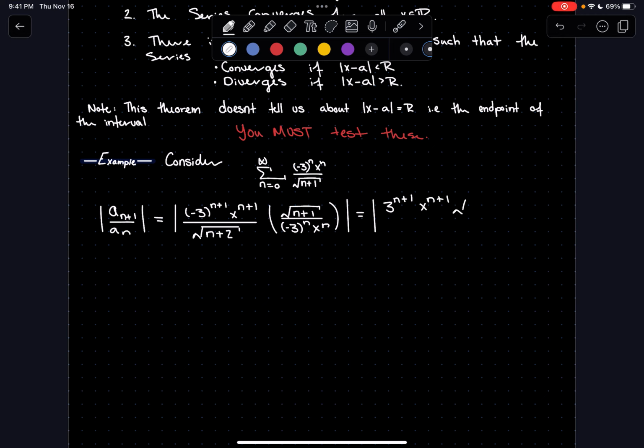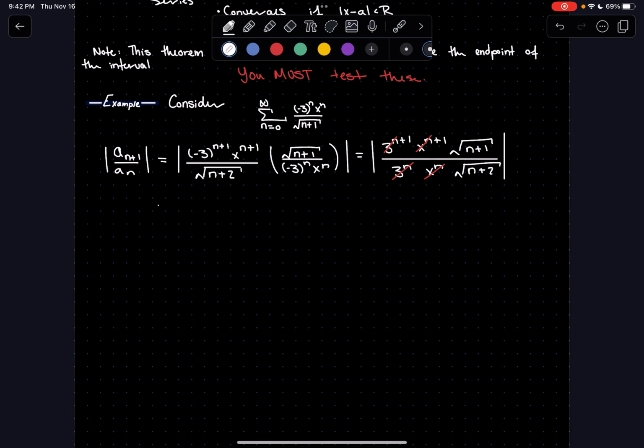Square root of n plus 1 over, again, I'll put the square root of n plus 2 over here just to keep it near its buddies, and then we do 3 to the n, x to the n. What I see is going to cancel here is I'm definitely going to cancel this with the 3 to the n. I'm still going to have one 3 left over, and the x to the n with this x to the n, I'm still going to have one x left over.